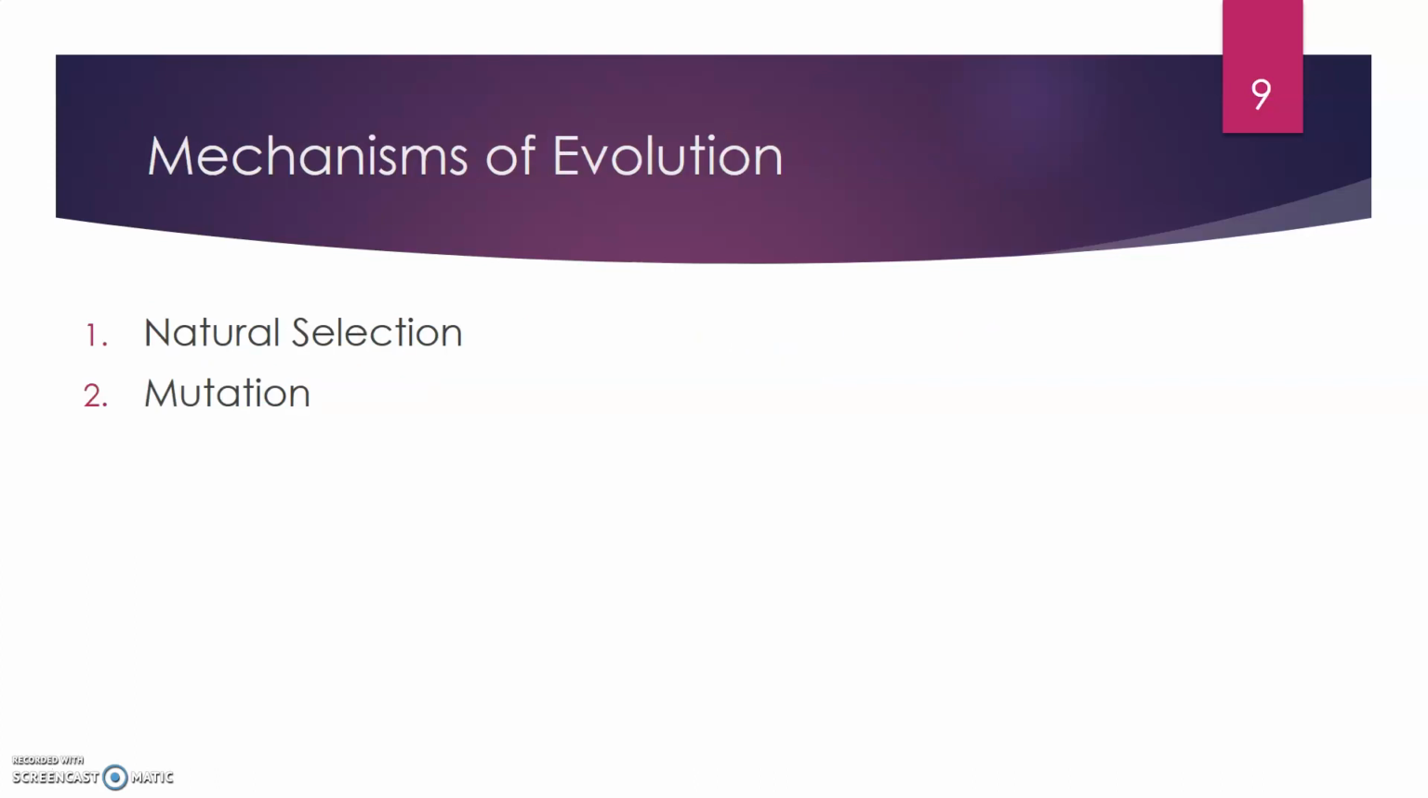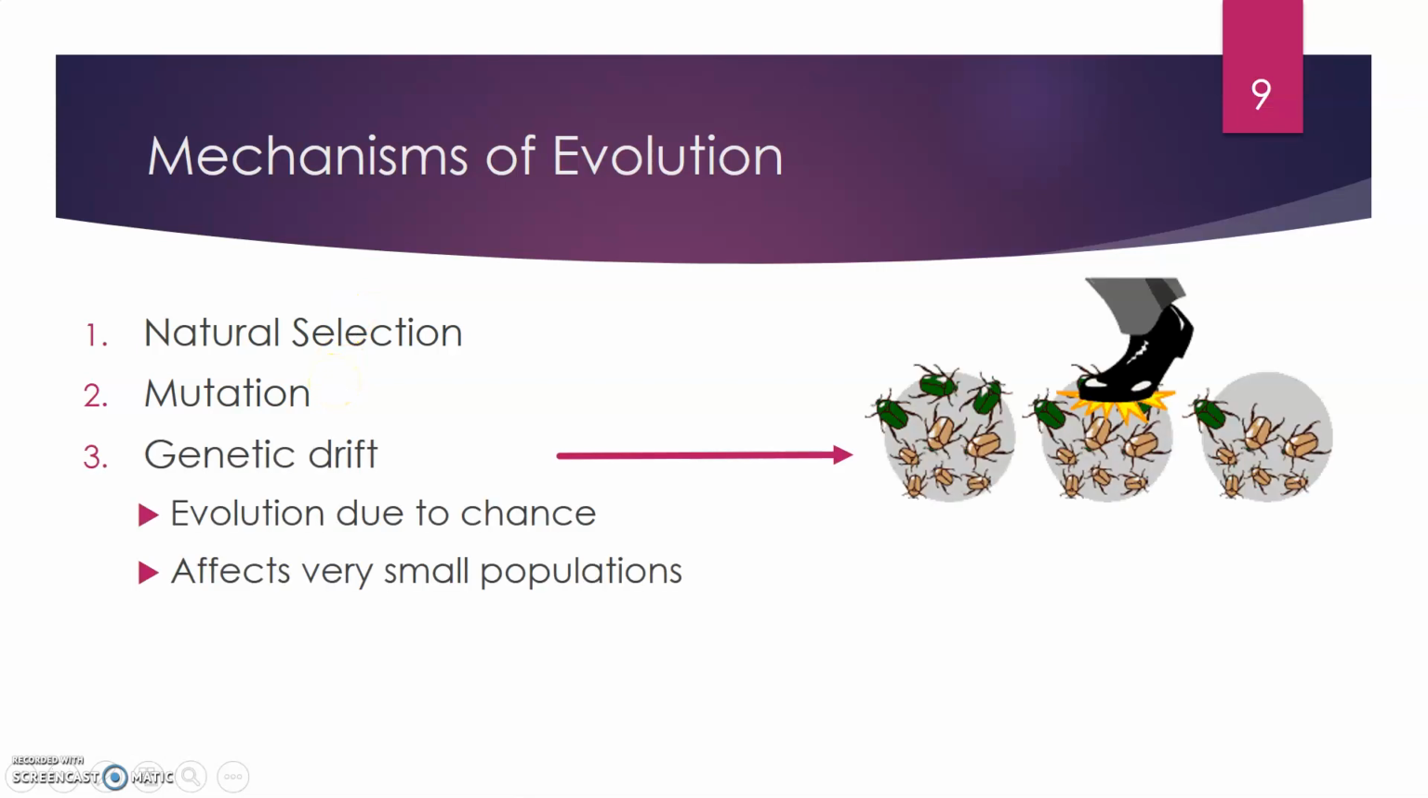And so natural selection and mutation are sort of two of the main mechanisms for how evolution can occur, or how a species can change over time, right? So it might change due to natural selection, or it might change due to mutations. There are other mechanisms of evolution, the first of which is sort of a random evolution by chance. And that's what's known as genetic drift. And genetic drift tends to affect very small populations. And you can see here an example of how genetic drift might work.